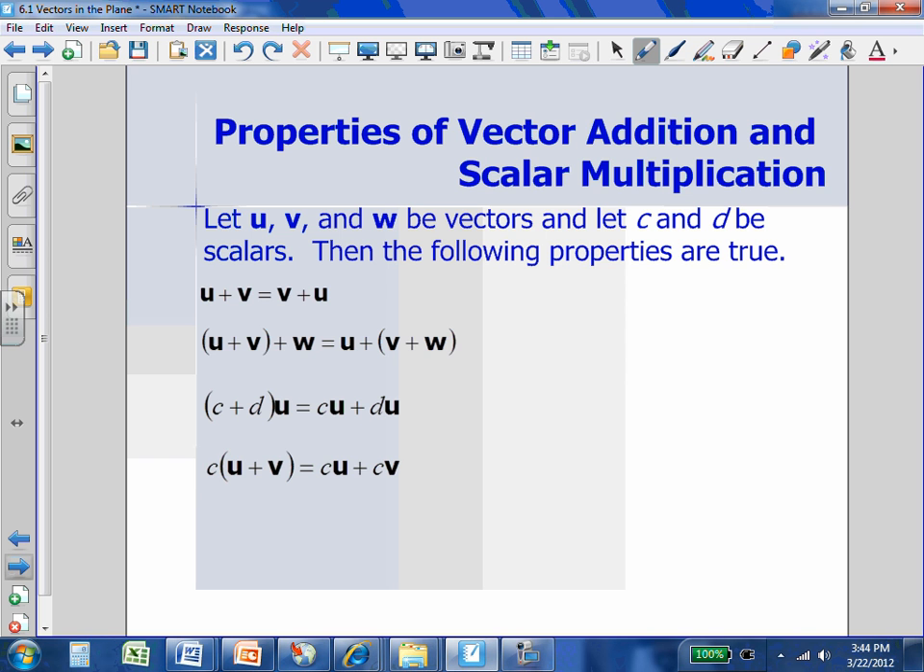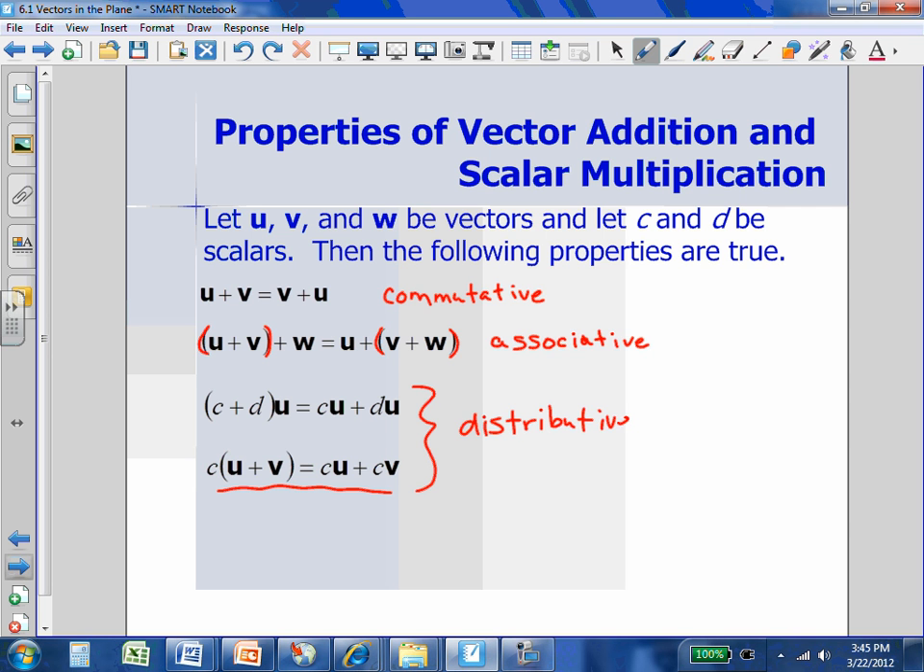You might recognize this as the commutative property. It doesn't matter what order you add vectors in, as long as you're doing all addition, you can move them around. This one we just have different groups or different associations, so this is the associative property. And these two, generally speaking, and the second one probably looks a little bit more familiar to you, are both the distributive property. They just look a little bit different.